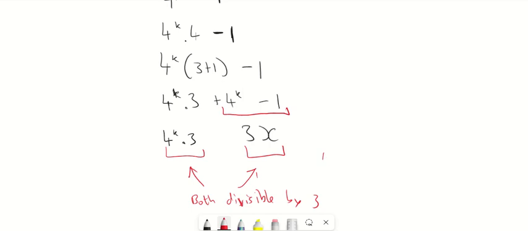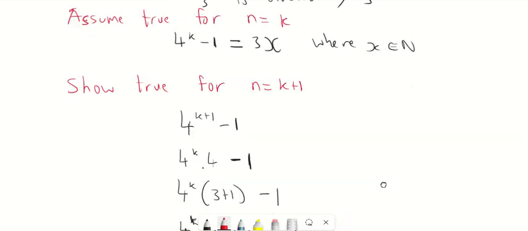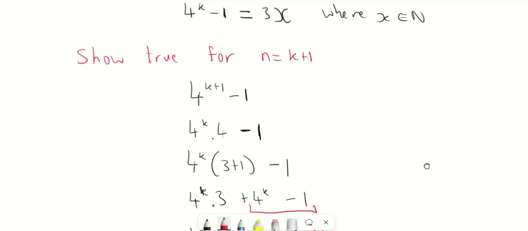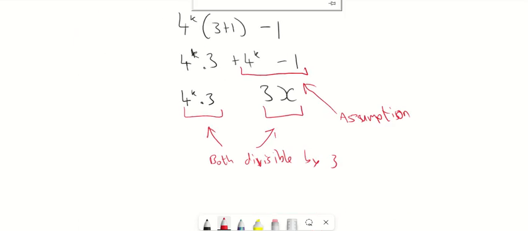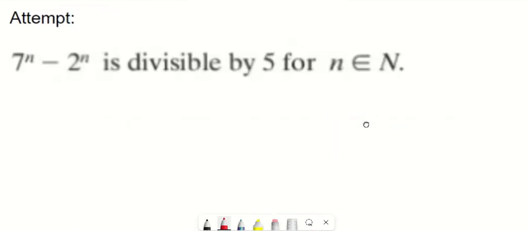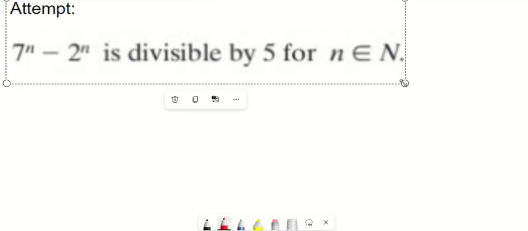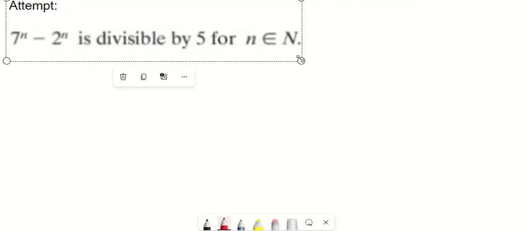And that's our assumption worked in there as well. Therefore, we've proved that that is divisible by 3, and that's all we have to do there. Here's another one then. If you want to pause the video and have a go at it yourself, feel free and play it on.